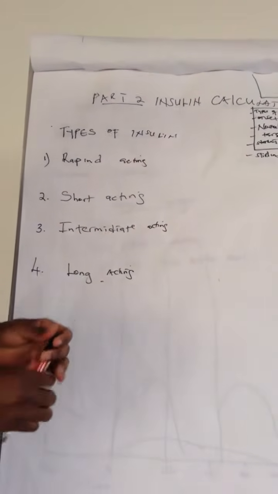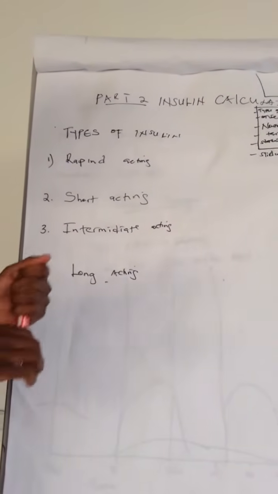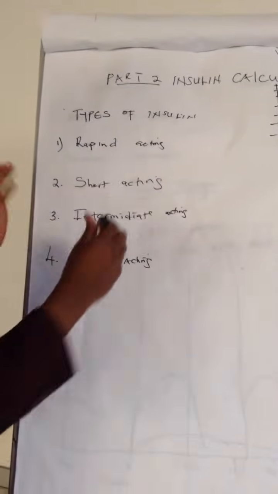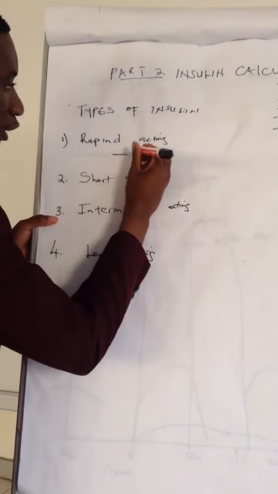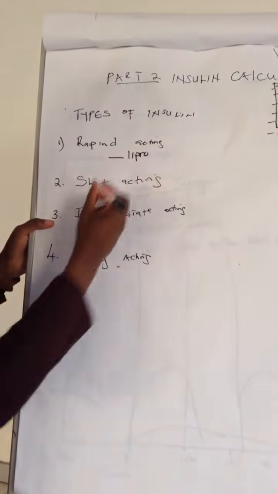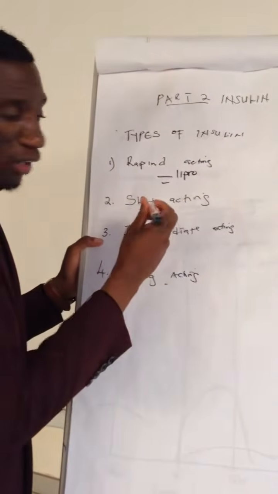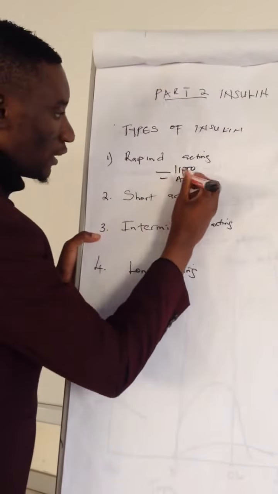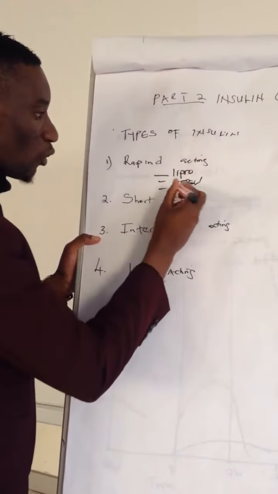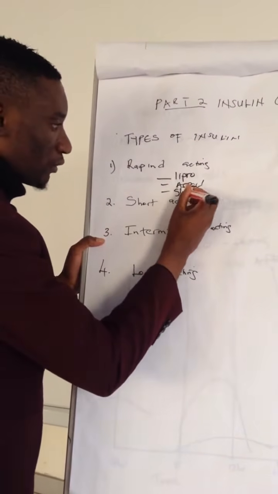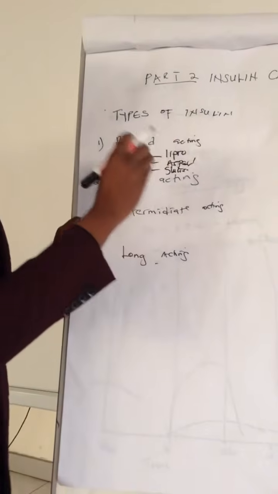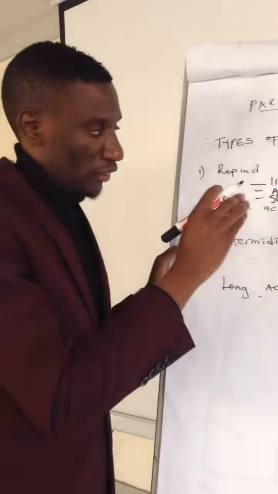So let's start with the first, rapid acting. Rapid acting insulin examples, of course, include Lispro. These are generic names of the drugs. We're not using the brand or company names. There's also aspart insulin, but also glulisine. So these are examples of the rapid acting insulins.